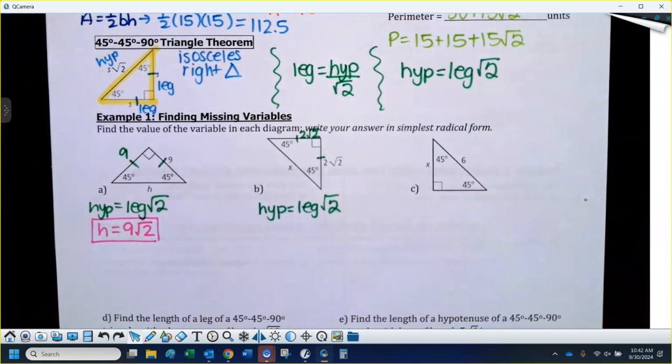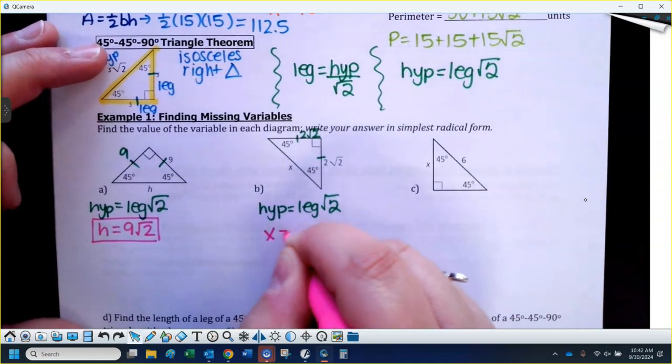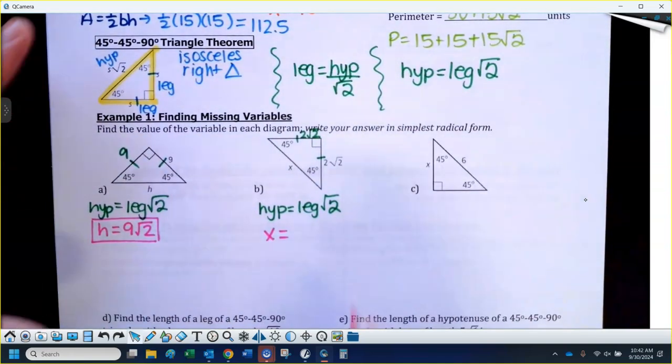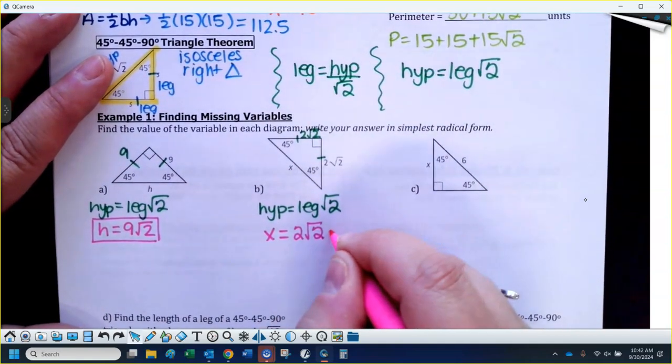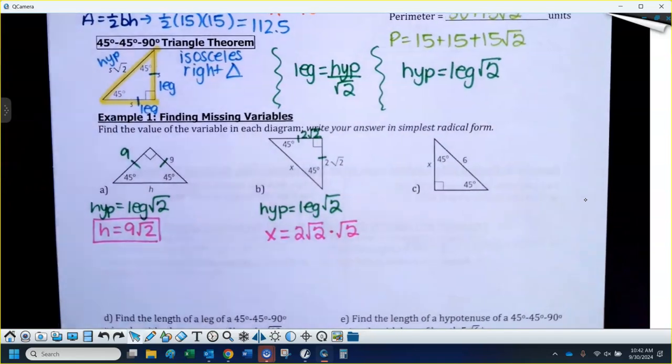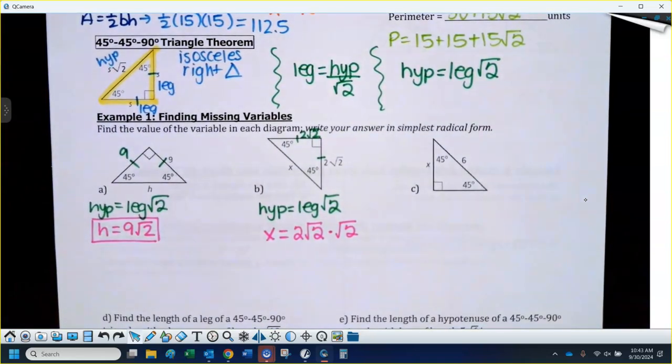The weird part to this question is what your leg is equal to. So they called the hypotenuse x. Your leg is 2 radical 2, but then I would multiply that by radical 2. Okay, how can I simplify 2 radical 2 times radical 2?